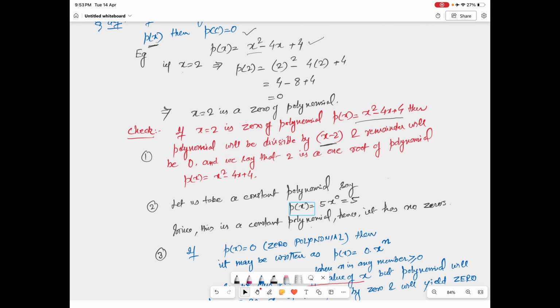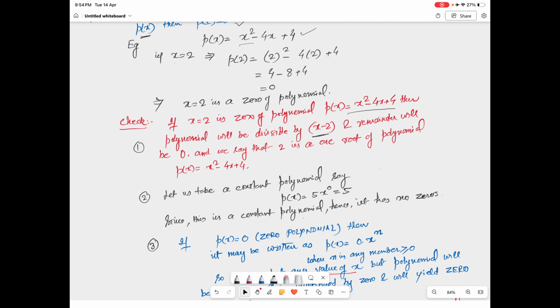What does this mean? If x is equal to 2 is a zero of the polynomial, then we say that this polynomial will be divisible by x minus 2, and the remainder will be 0, because when we substitute the value of x as 2, we get the value of the polynomial as 0. So it will be divisible by x minus 2. This is one of the concepts which we are going to use for the remainder theorem.